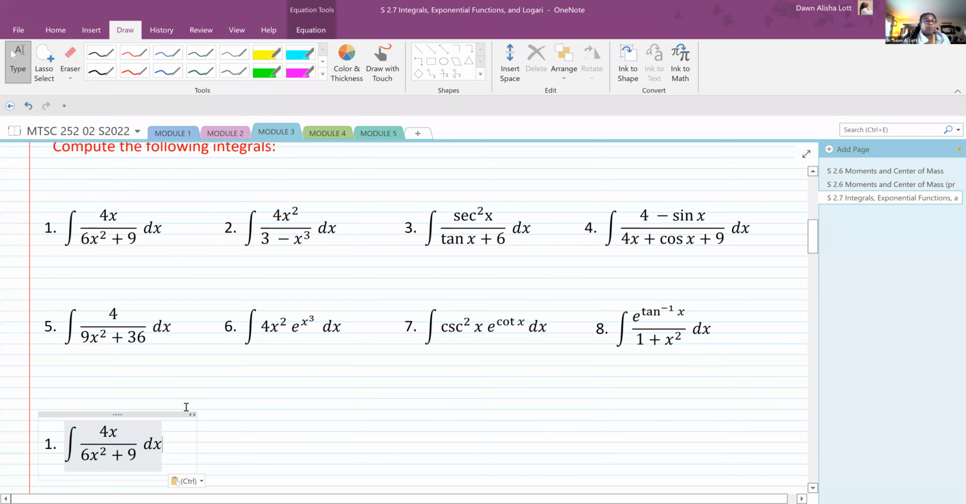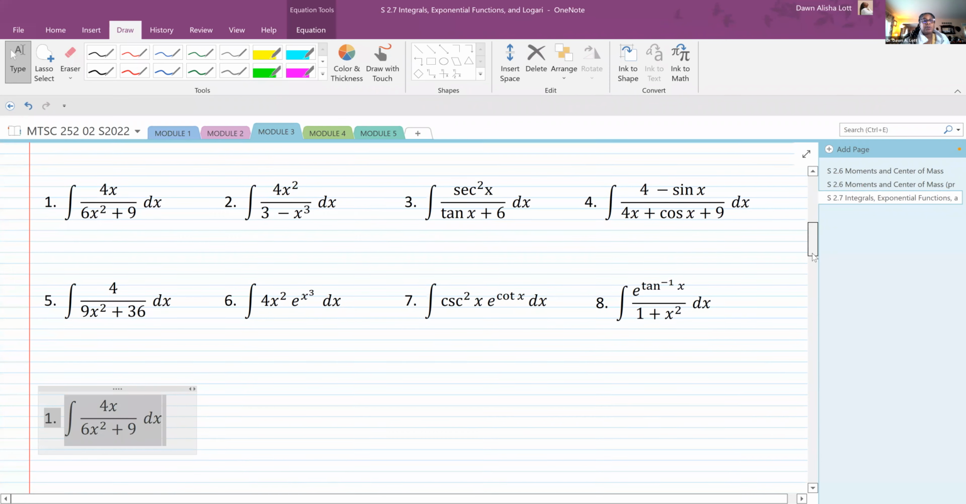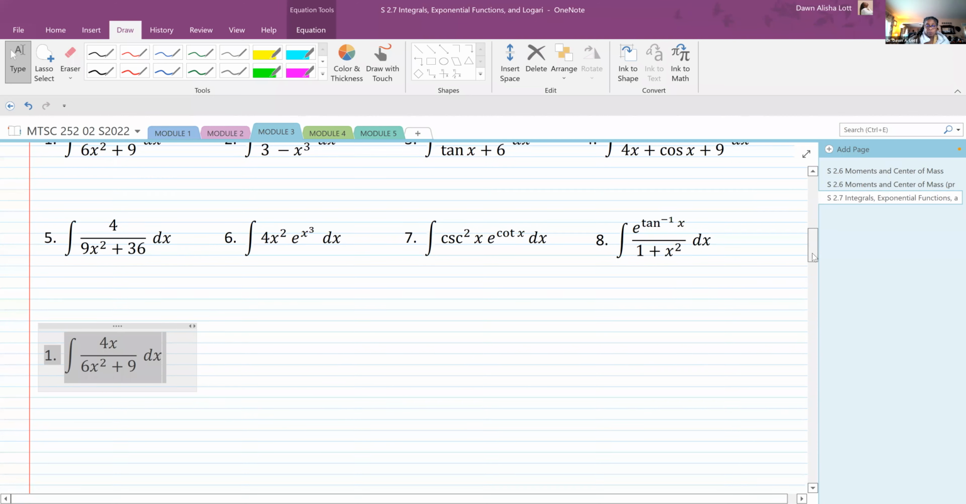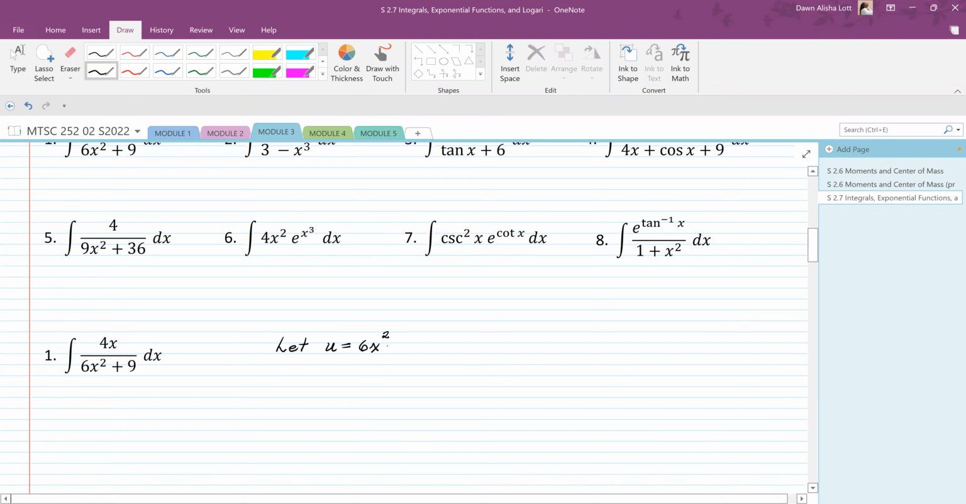And here we go. Okay, so what's u for this problem, please? What is u? 6x squared plus 9. Thank you. Okay, du. 12x dx. Good. 12x dx.